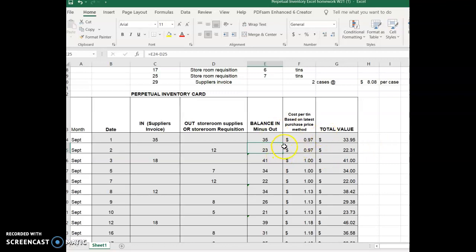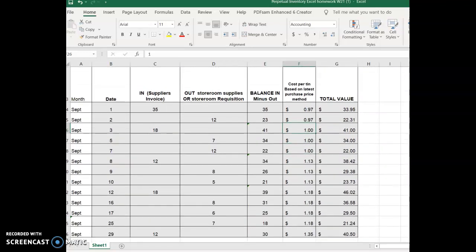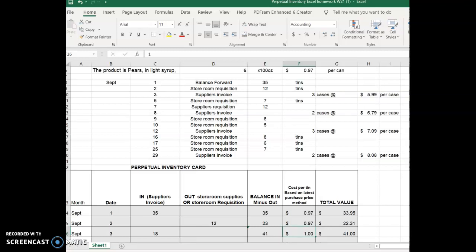And then if it's a requisition, so when storeroom items are coming out, your cost always stays the same. However, when items are coming in, you're getting a new cost per item, so your cost is most likely going to increase, or it could decrease, but it's going to change. And also, you're always going to use your round feature. And that is everything. That is how you use the round or roundup feature when doing a perpetual inventory card.